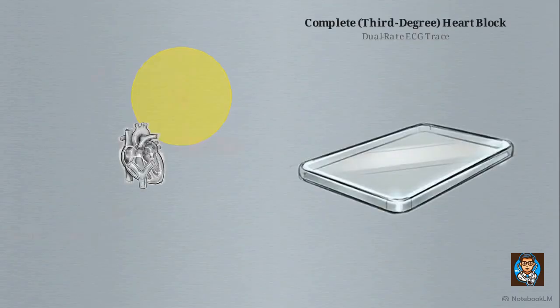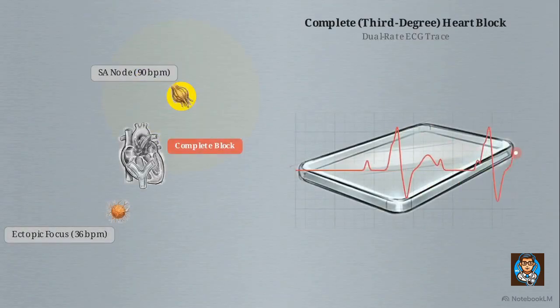On this trace, the sinoatrial node continues functioning perfectly. The atria contract at a steady rate of 90 beats per minute, placing P waves uniformly across the grid. Since the ventricles receive no signals from above, they rely on an escape mechanism. A secondary focus within the ventricular muscle begins generating its own electrical pulse to maintain a rhythm.